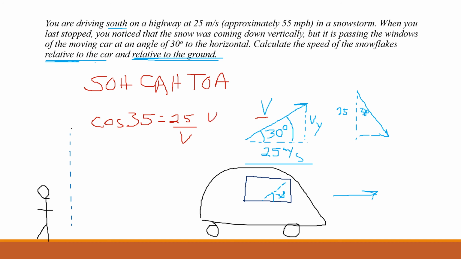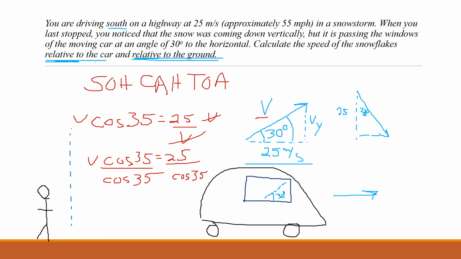Move v to both sides, so v cosine 30 equals 25. Divide both sides by cosine 30. 25 divided by cosine 30 is, yes, v is 28.9. I'm just going to say 30.5. So that is the speed of the snowflakes relative to the car.